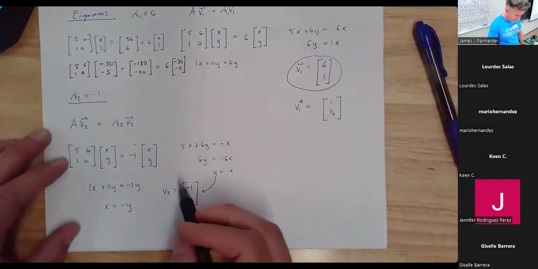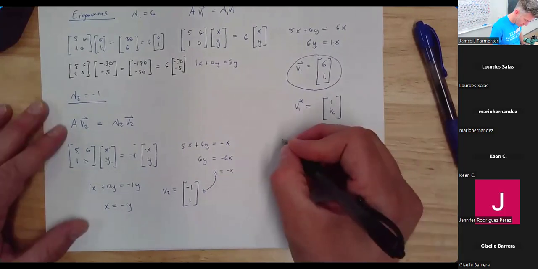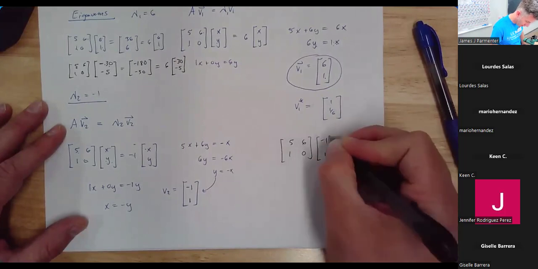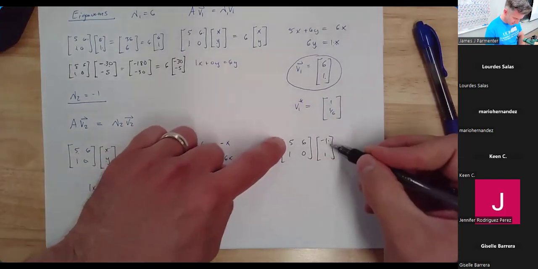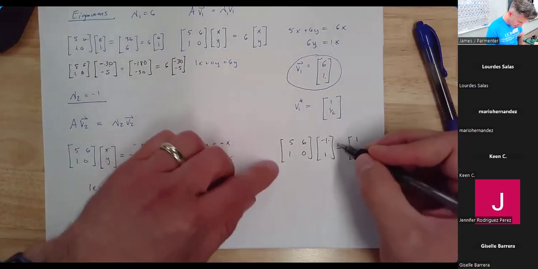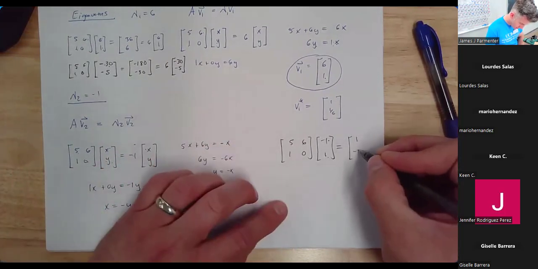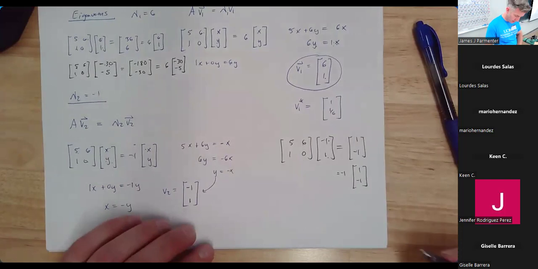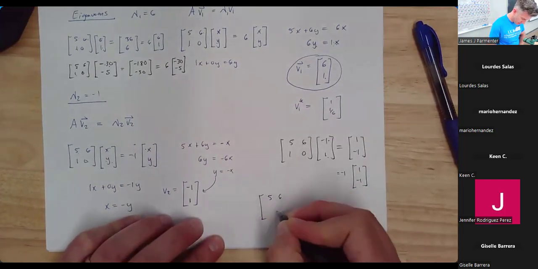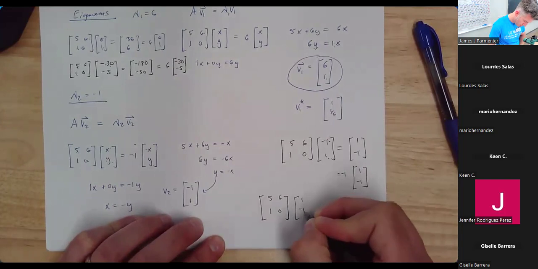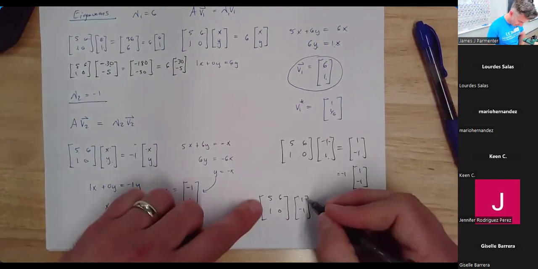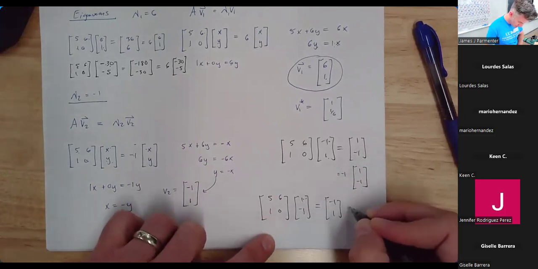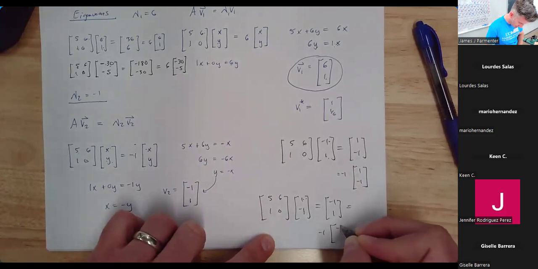So down here, I picked negative 1, 1 because I wanted to. And 5, 6, 1, 0 times negative 1, 1 gives me the vector negative 5 plus 6, and negative 1 plus 0, which is exactly negative 1 times my choice of eigenvector. But if you had picked instead the opposite of that, it still works because you get 5 times 1 plus 6 times negative 1, which is negative 1, and 1 times 1 plus 0 is 1, which is exactly negative 1 times your choice of eigenvector.